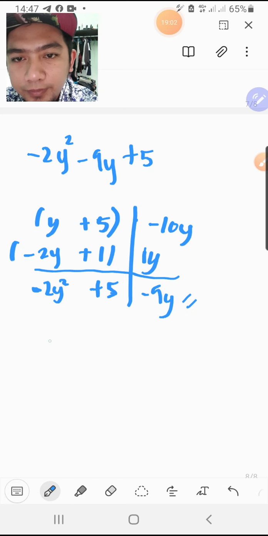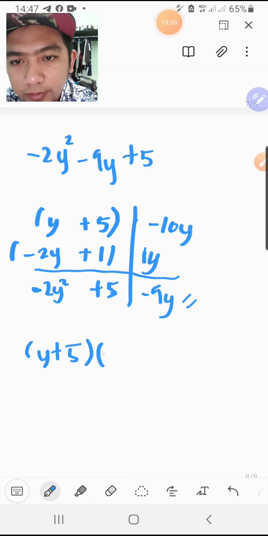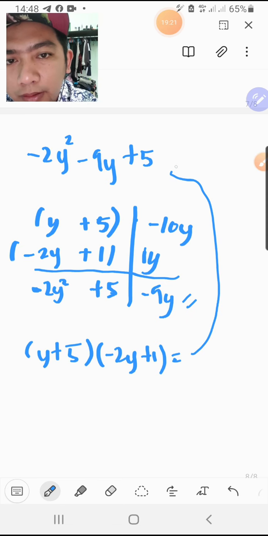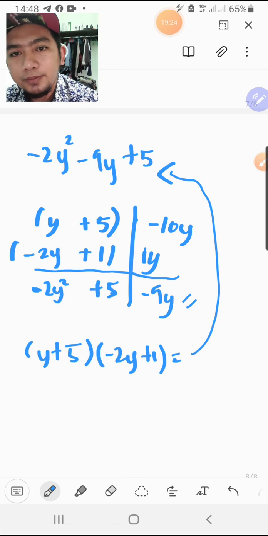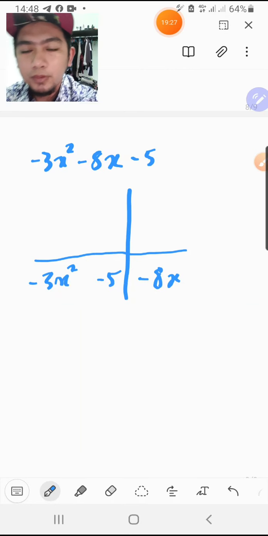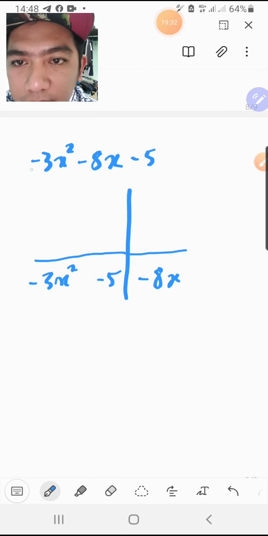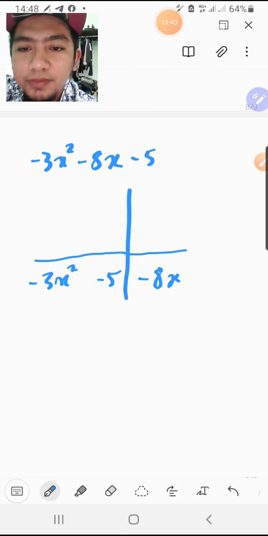You dapat sudah. So y plus 5 close bracket negative 2y plus 1. Means kalau you multiply, you expand this term, you akan dapat balik this one. Okay, alright. So now let's check the next example. So all these algebraic expression are in negative, kan? Negative 3x square, negative 8x, negative 5. So how to solve this?